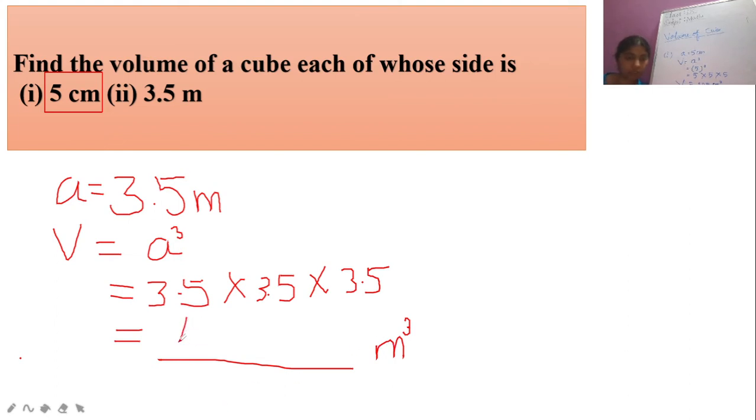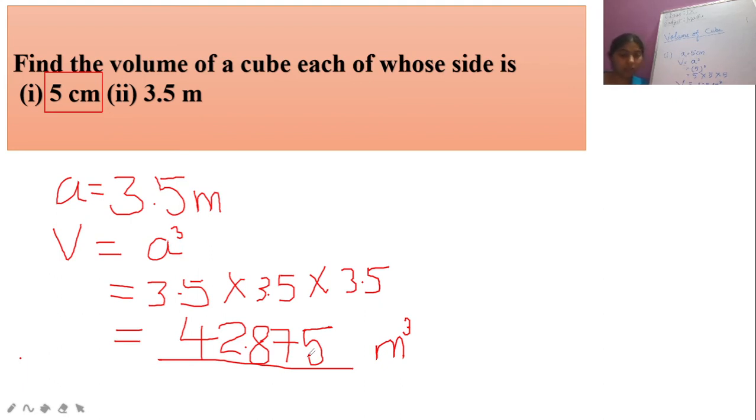So okay students, I guess you get it. So let's match your answer. I got the answer 42.875 meter cube. So this is our volume for the cube whose side is given as 3.5 meters.